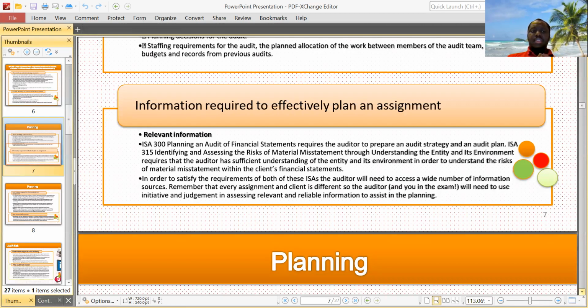Then ISA 315, which is identifying and assessing the risks of material misstatement through understanding the entity and its environment, also requires that the auditor has sufficient understanding of the entity and its environment. One of the things we talked about in the audit strategy memo is that it captures the changes in the client's business. You need to have an understanding of the client's environment, of the entity, in order to understand the risks that face them. And as we all know, the risks give the auditor relevant information as to how to go about the audit.